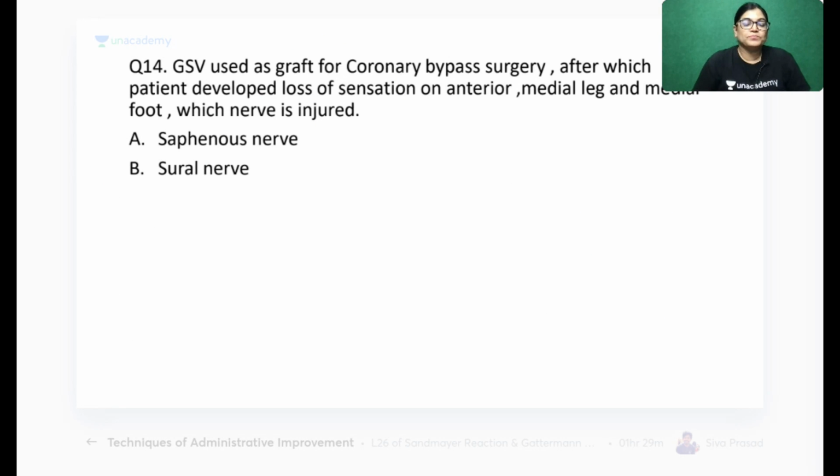Now question number 14. Great saphenous vein was used as a graft for coronary bypass surgery, after which the patient developed loss of sensation on anterior medial leg and medial foot. Which of the following nerve is injured? Sural nerve or saphenous nerve?